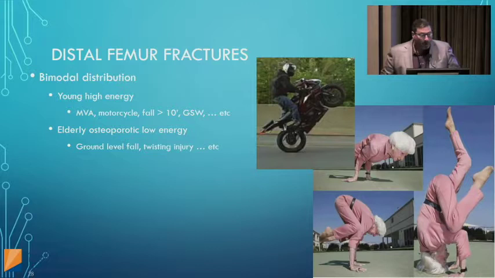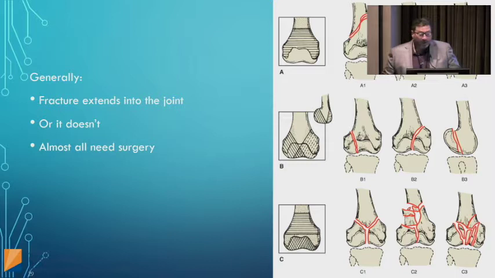So distal femur fractures have a bimodal distribution. We see them in young patients with high energy, motor vehicle accidents, motorcycles, horseback riding, or we see them in elderly patients, which are relatively low energy injuries.